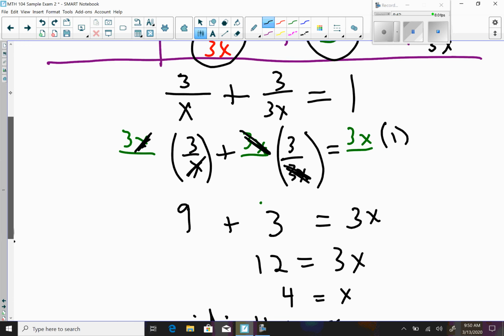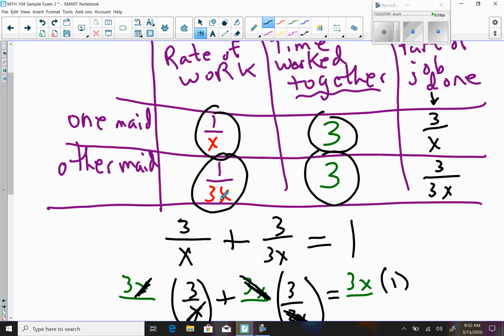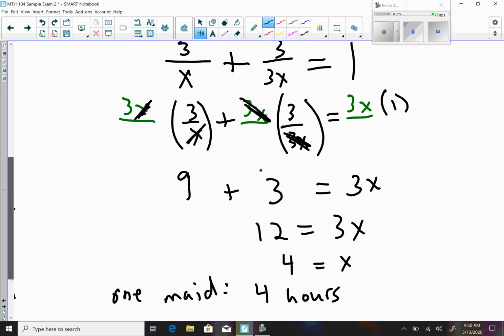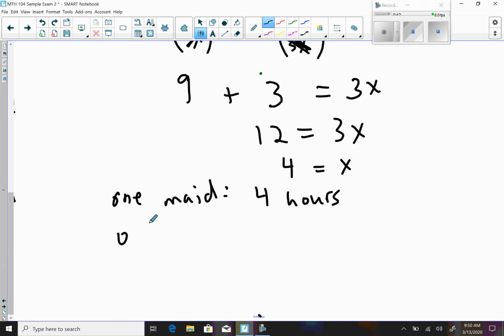And the other maid is the other denominator. 1 over is the rate. The denominator is how long it takes to do the job. So 3x is how long it takes the other maid. This is x. So the other maid, 3 times 4, the other maid takes 12 hours.